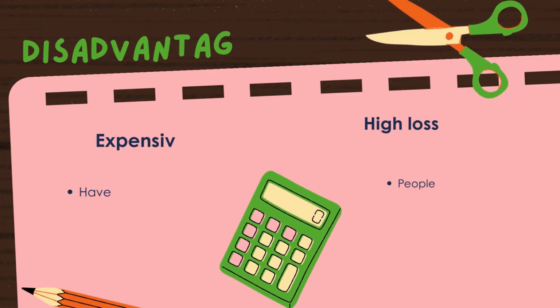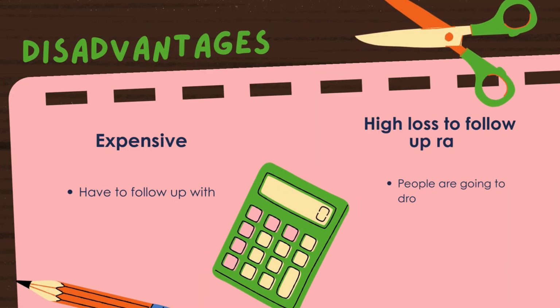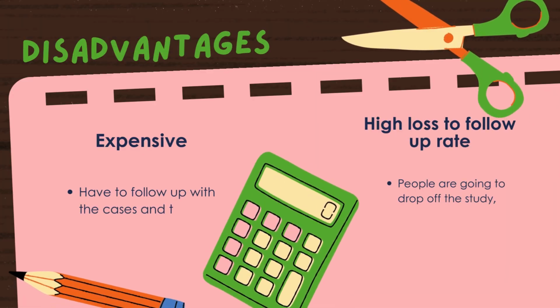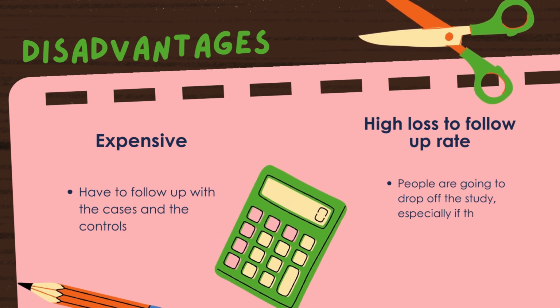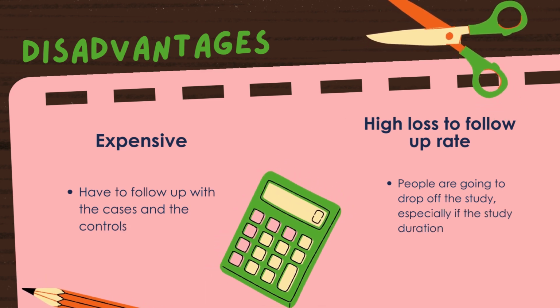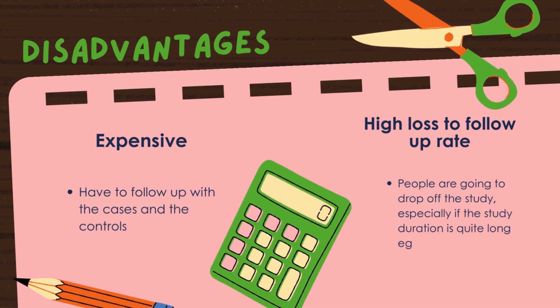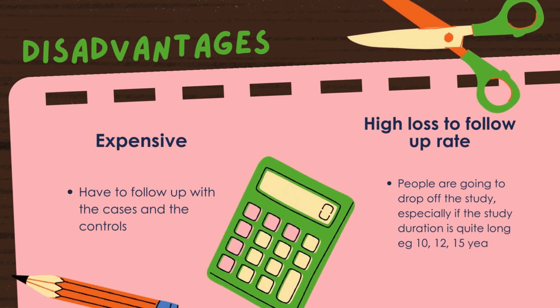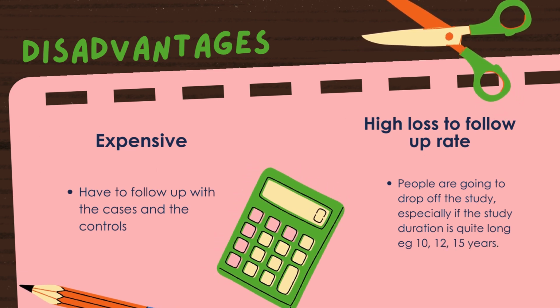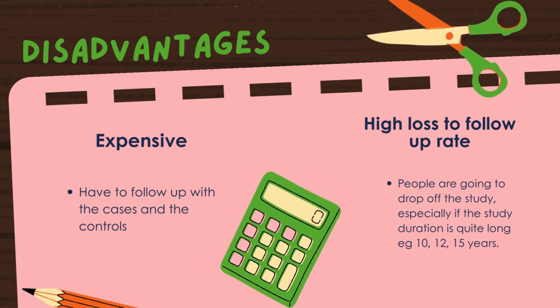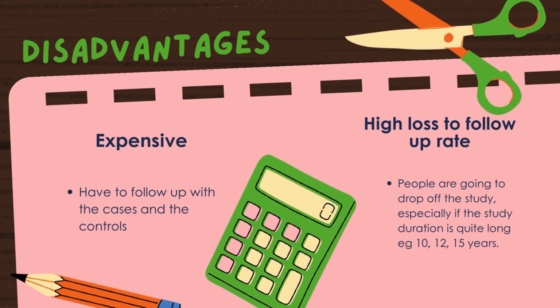The main disadvantage with cohort studies is that it is expensive to conduct because you have to follow up both the cases and the controls. The other disadvantage, of course, is the high attrition, the high loss to follow-up rate. People are going to drop off the study, especially if the study duration is quite long, if you're following up people for 10, 12, 15 years.